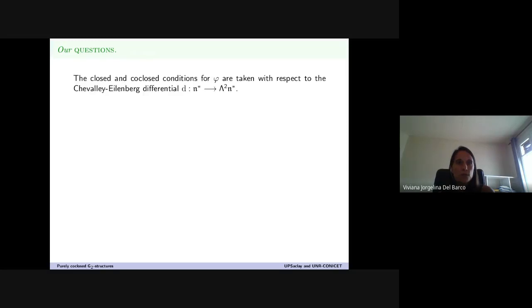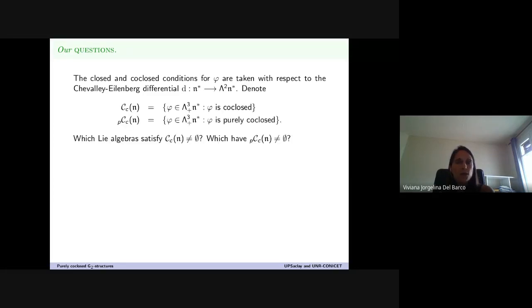So here are our questions. First of all, I would like to note that when we speak in this context about closed and coclosed structures, this is with respect to the Chevalley-Eilenberg differential of the Lie algebra, okay? So I'm going to put these notations for the sets of coclosed and purely coclosed structures. So first of all, our questions are, which Lie algebras have at least one of these structures, and which have coclosed and purely coclosed? So this was more or less the question that was already treated, for instance, by Bagaglini and also by Conti when working with coclosed.